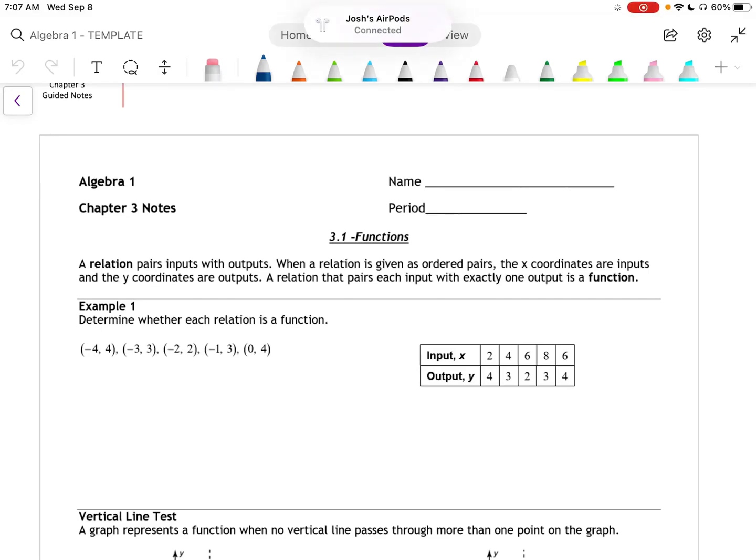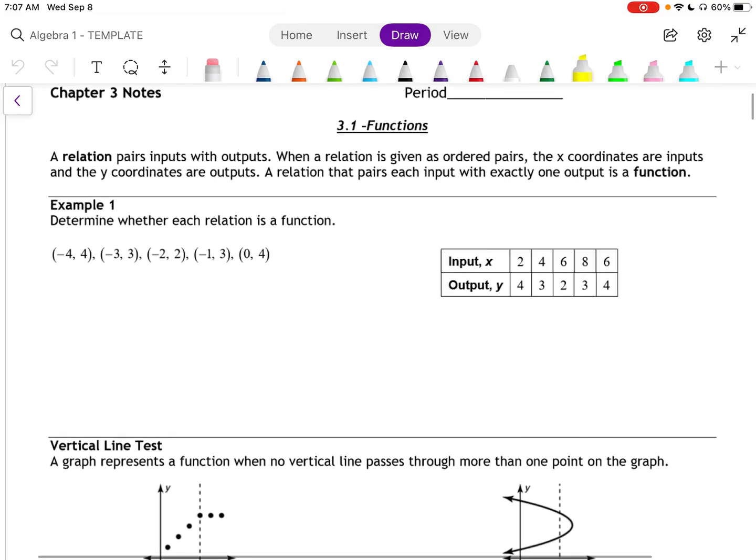All right, Algebra 1, Chapter 3, Section 1. We're talking about functions. Starting off with the definition, we have a relation. A relation pairs inputs with outputs. That's all it does. A relation is a very bland term. It pairs inputs with outputs.